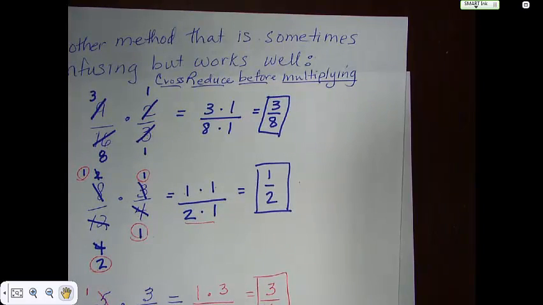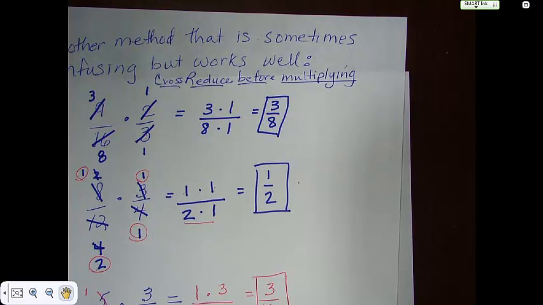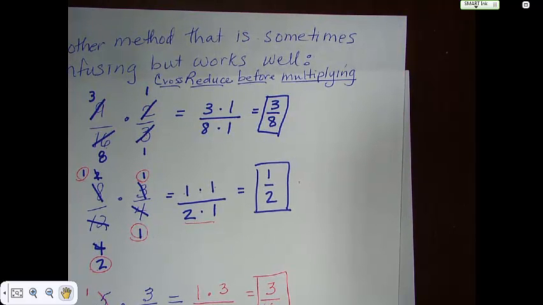So you have some choices here. You can use the prime factoring when you're a little bit confused, or you can use this cross reduction before you multiply. Both of them are effective.